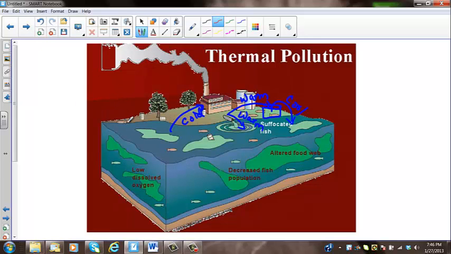A good example of what we're talking about has to do with thermal pollution as well. In the United States, there are laws that regulate thermal pollution, but this is not worldwide. For example, a factory can pull cold water out of a lake or a stream in order to use in the manufacturing process.